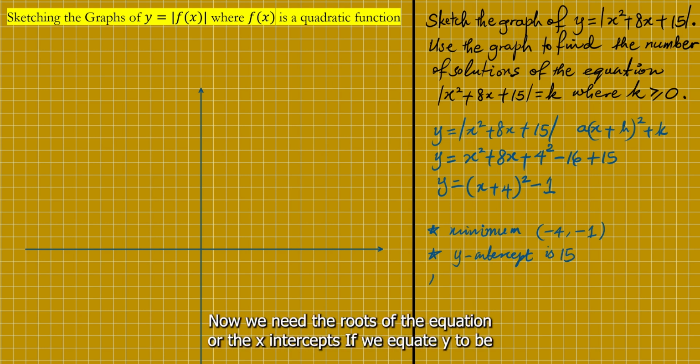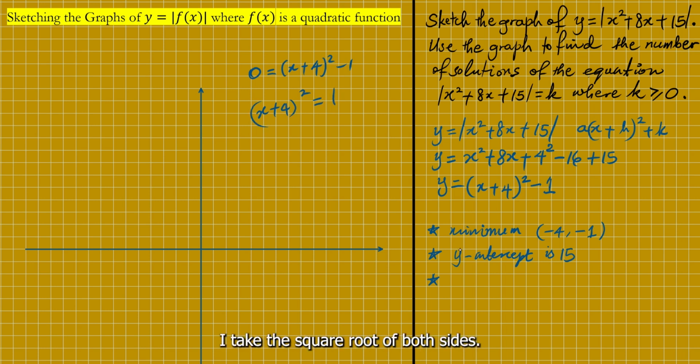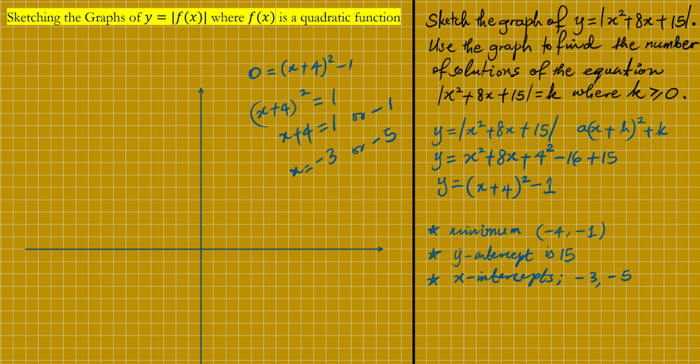Now we need the roots of the equation or the x-intercepts. So if we equate y to be 0, I will have 0 equals (x plus 4) all squared minus 1. I take this to the other side, so I have (x plus 4) all squared equal to 1. I take the square root of both sides, I have x plus 4 equals 1 or minus 1, which means x equals negative 3 or negative 5. Negative 3, 1, 2, 3. Choosing that as my negative 3. So this will be negative 5.